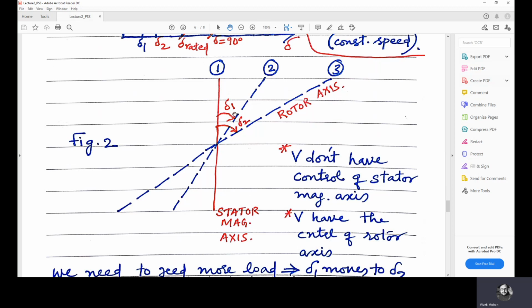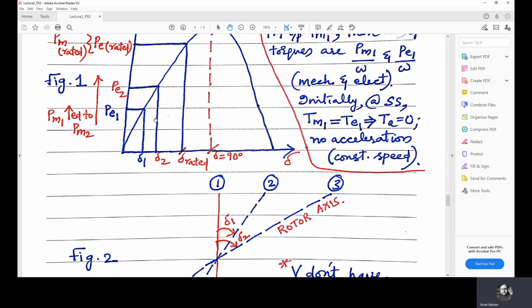Now when PM1 is increased to PM2, we have acceleration and the rotor accelerates, so del 1 is changed to del 2. So the relative angle between the physical rotor axis and the stator magnetic reference axis is increased now. Because of this increase, PE1 is increased to PE2.